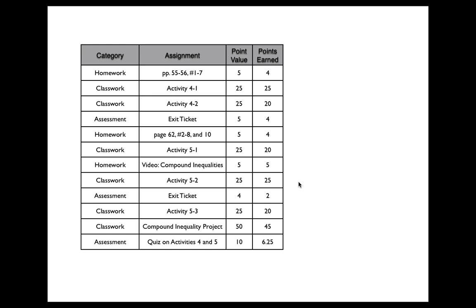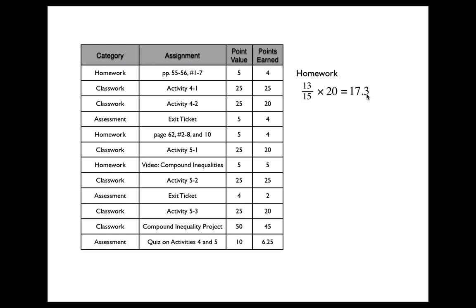Okay, so the first thing we're going to do is calculate the homework portion of the student's final grade. So let's add up how many possible homework points there are. 5 plus 5 plus 5, that's 15. And they earned, out of 15 points, 4 plus 4 plus 5. So that's 13. 13 out of 15. And we're going to multiply that by 20. And that gives us 17.3.